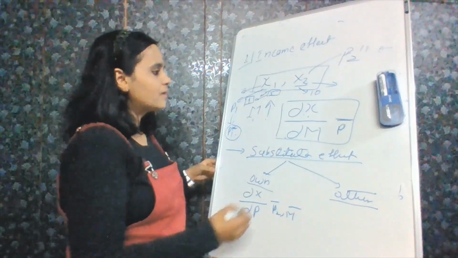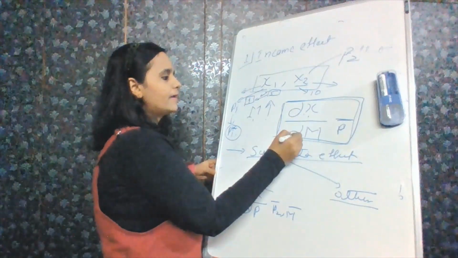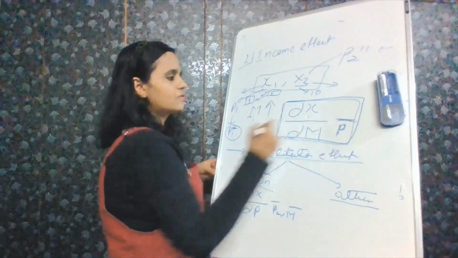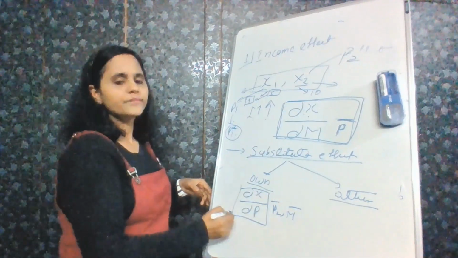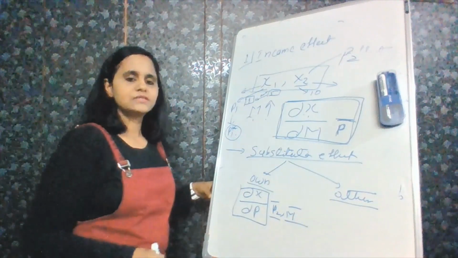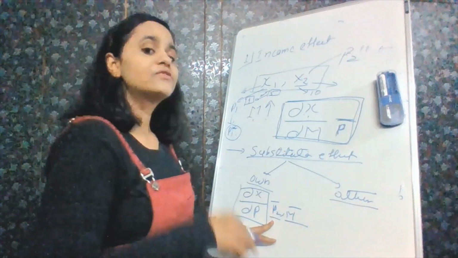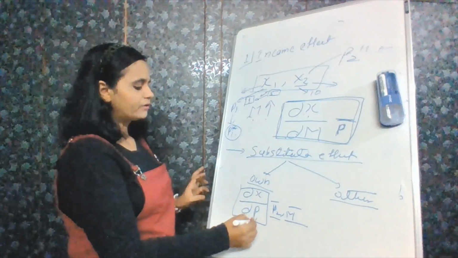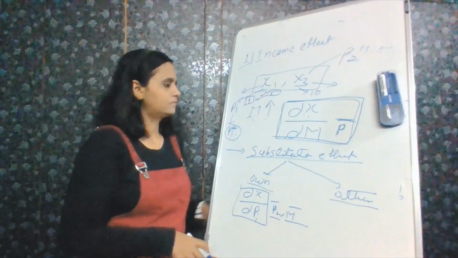So remember this formula. Income effect is dx by dm, keeping the price of the other product constant. Substitution effect is dx by dp, keeping your price P2 constant and M constant. Only if you keep the income constant and the price of the other product constant can you find the own substitution effect because of the price change of X1.